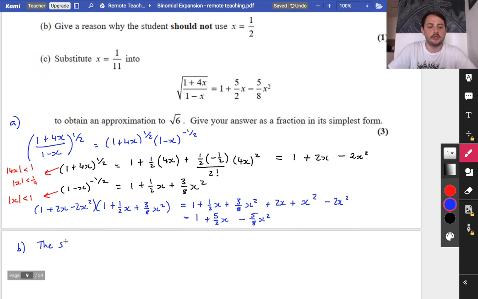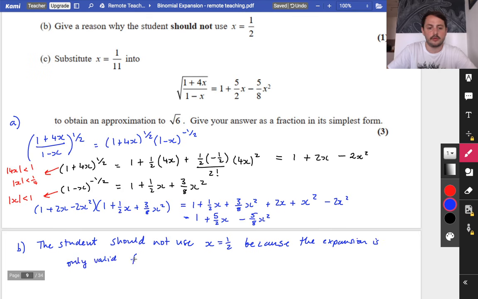The student should not use x equals a half because, which one's the problem? This one is the problem because the expansion is only valid for x being less than a quarter, and a half is obviously greater than a quarter, okay?